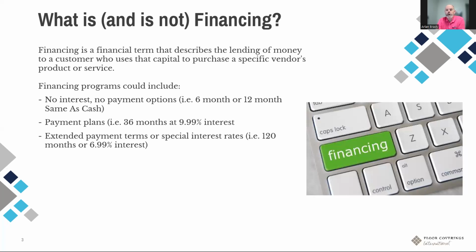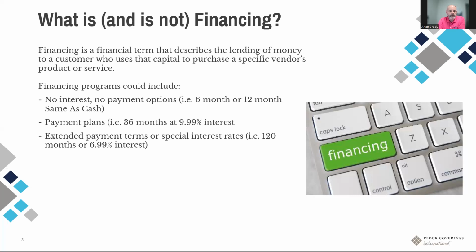You've got no interest, no payment options. Some people will call this same as cash options. So for example, someone might buy a floor and you give them 6 months to pay or 12 months to pay with no interest at all. So I could buy a floor today and pay for this floor a year from now at the same price, no interest, no payments, just pay it off all in one lump sum 12 months from now.